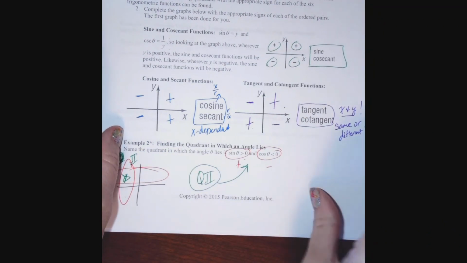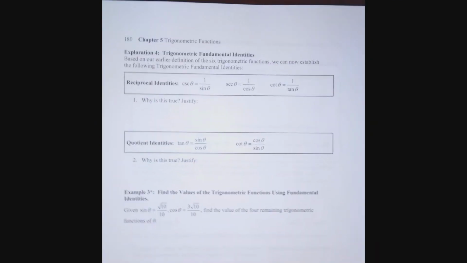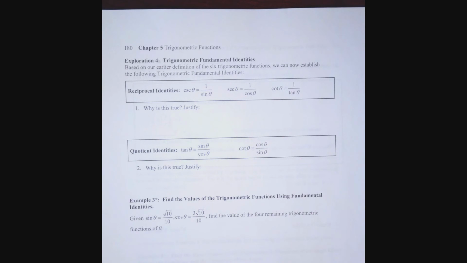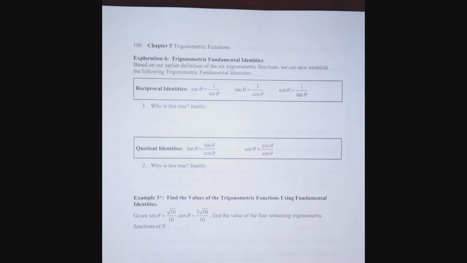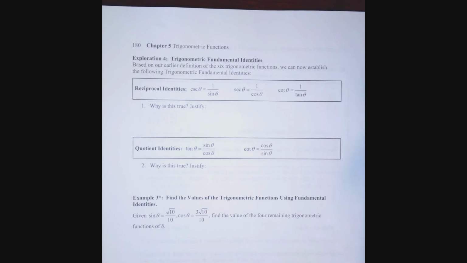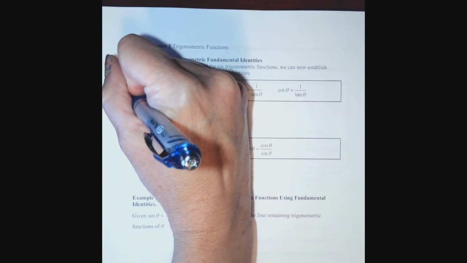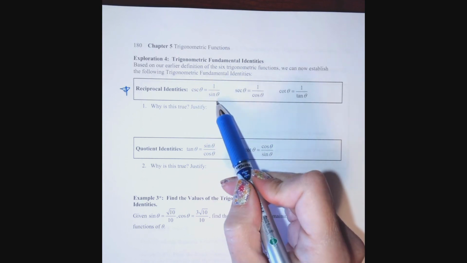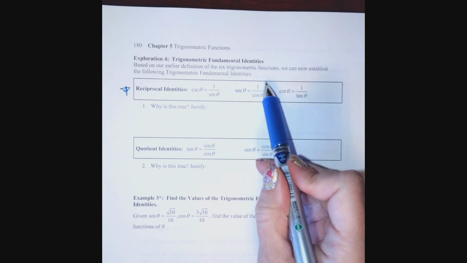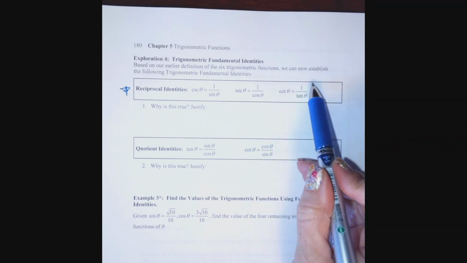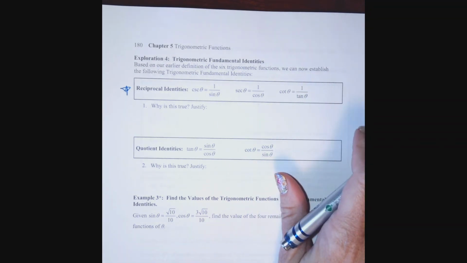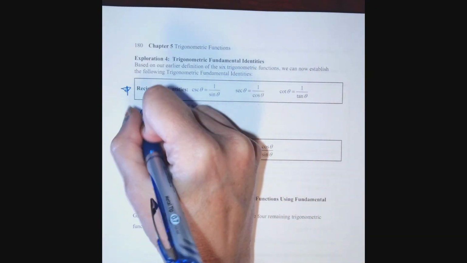Let's look at the next page. Based on our earlier definition of the 6 trig functions, we can now establish the following trig fundamental identities. Now, these are things that we have been talking about all the way through, but we are listing them as specific identities. First, we have our reciprocal identities: cosecant theta is the reciprocal of sine theta, secant theta is the reciprocal of cosine theta, and cotangent theta is the reciprocal of tangent theta. This is true given our definitions.